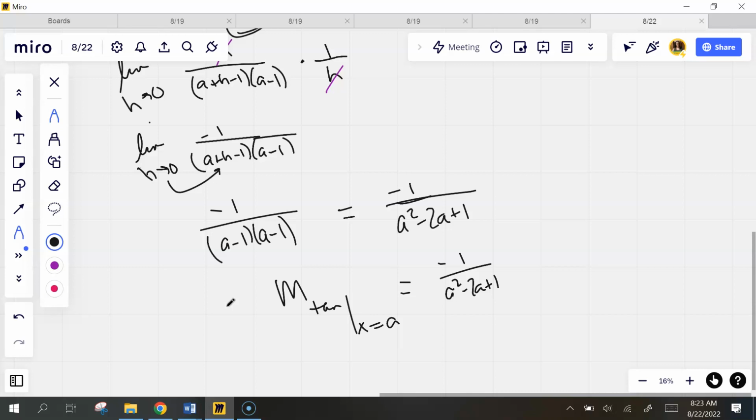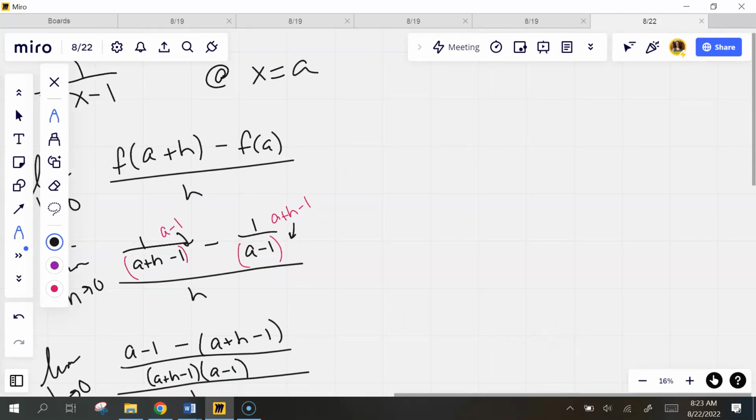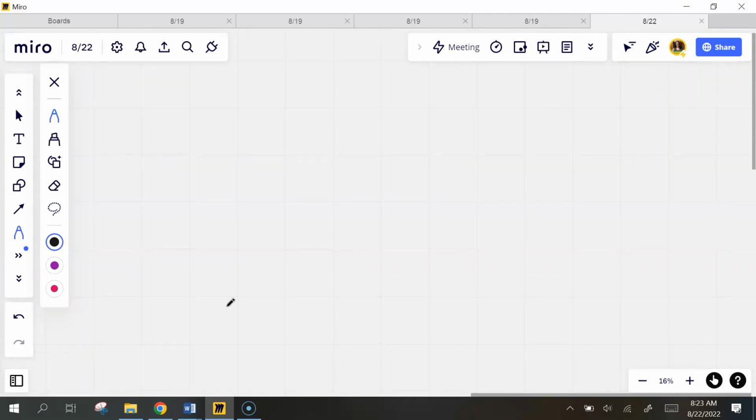Y'all okay on that one? Very conceptual with the variables. What else? Give me another one. Which one? 25? We'll probably practice with some more of these today.